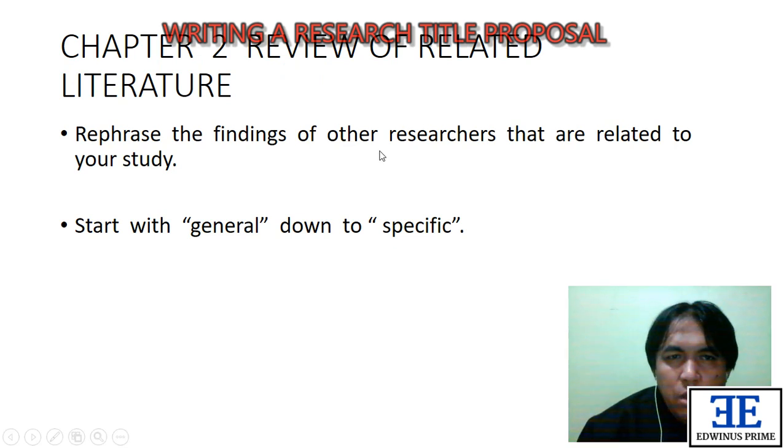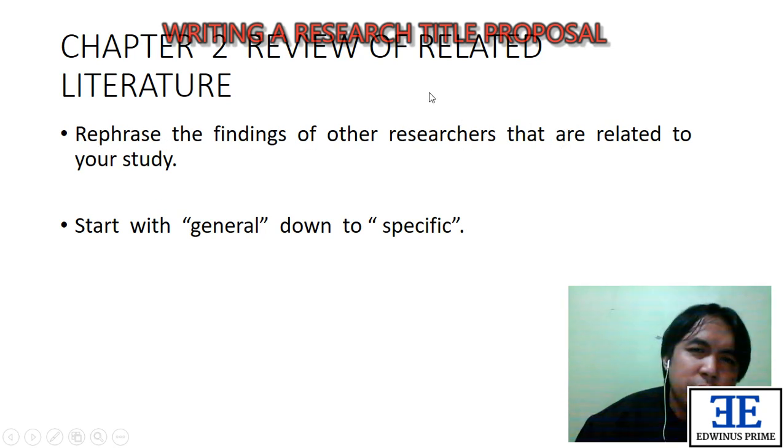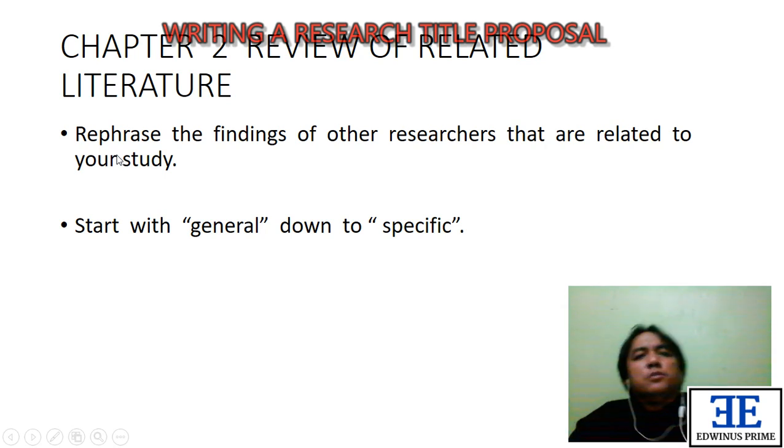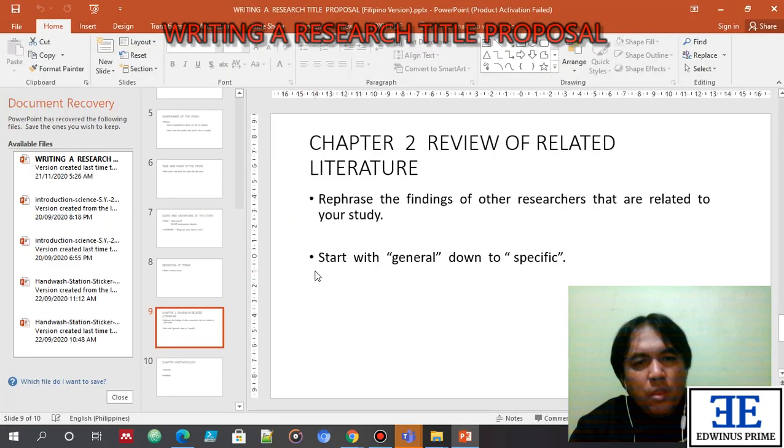So we go now to chapter 2, review of related literature. This is also included in your research title proposal. How do you write the review of related literature? Rephrase the findings of other researchers that are related to your study. Start with general down to specific.